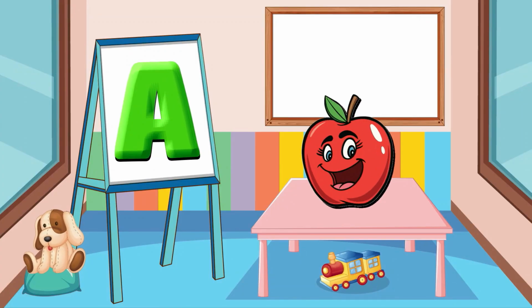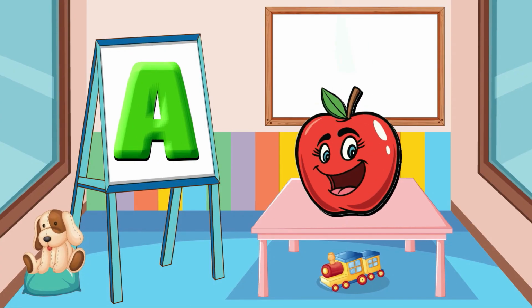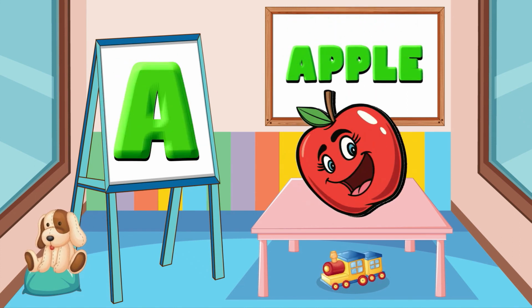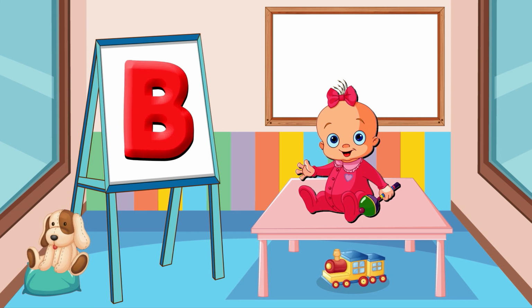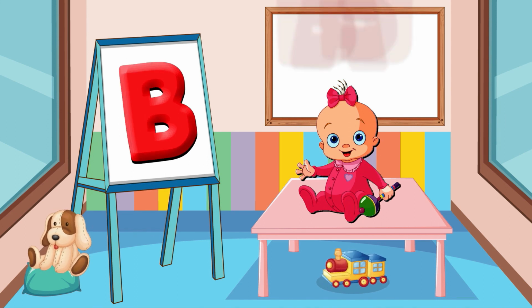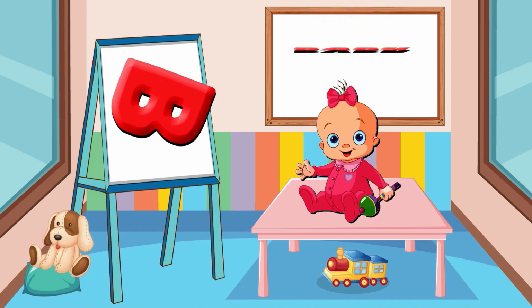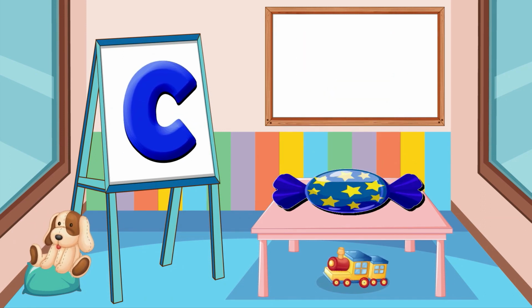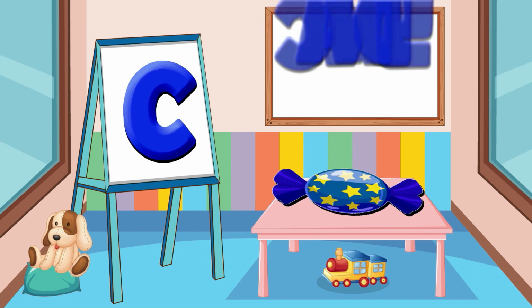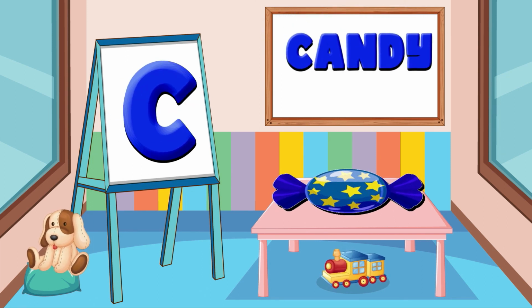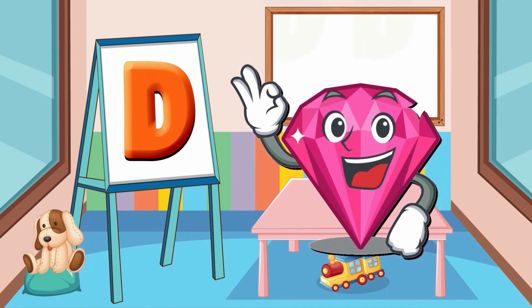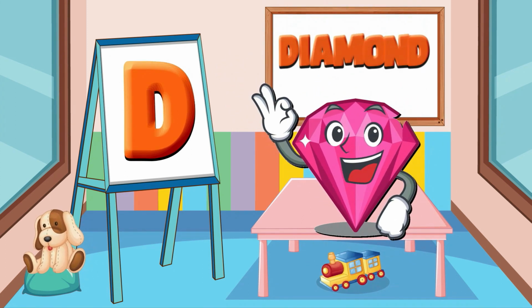A is for apple, a, a, apple. B is for baby, b, b, baby. C is for candy, c, c, candy. D is for diamond, d, d, diamond.